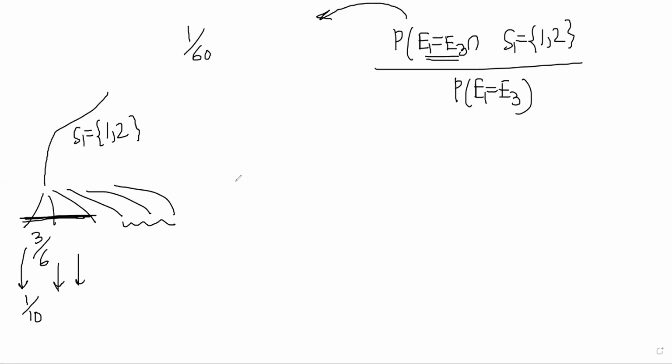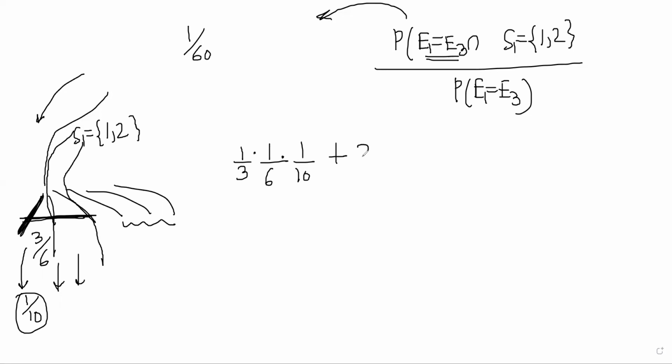No, I'm making a mistake here. What I was doing was 1 by 3 for selecting this branch, then 1 by 6 for selecting one particular thing here, and 1 by 10 for selecting the final thing. And you add this 3 times, because this is also a path and this is also a path. There are 3 branches like this. So finally 1 by 60 was the probability.